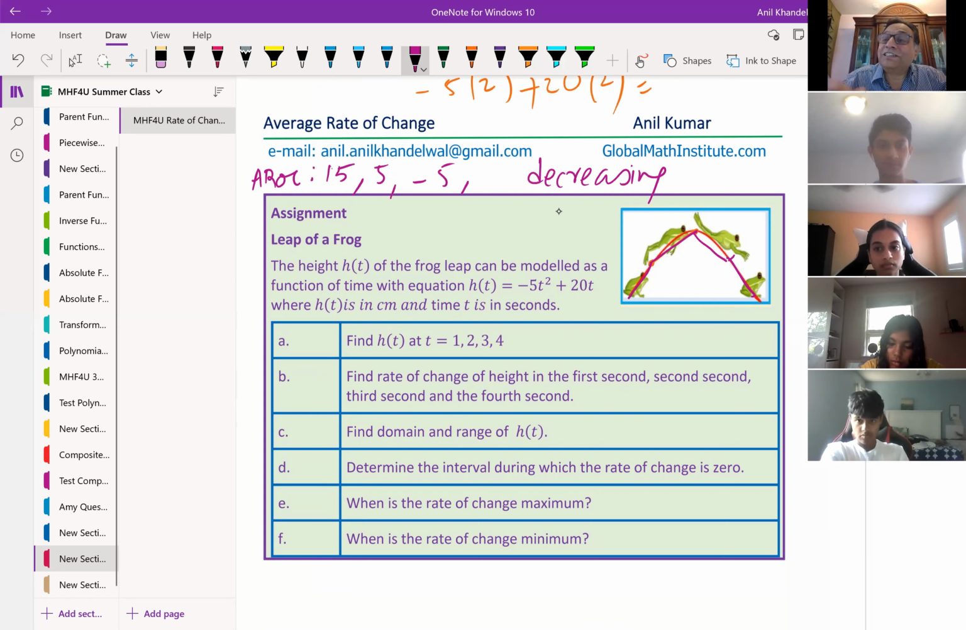How is the rate of change changing? It is decreasing. It went from 15 to 5 to -5. Is it clear? Do you see the shape of the curve? This shape is called concave down.